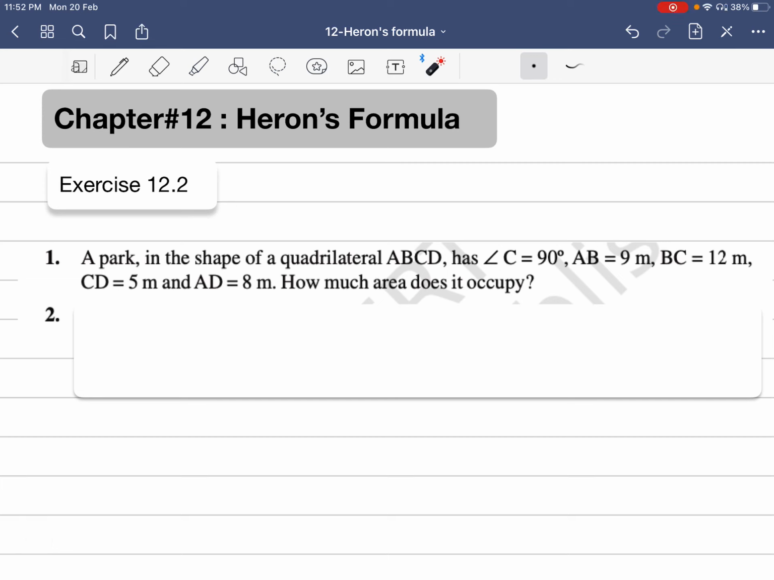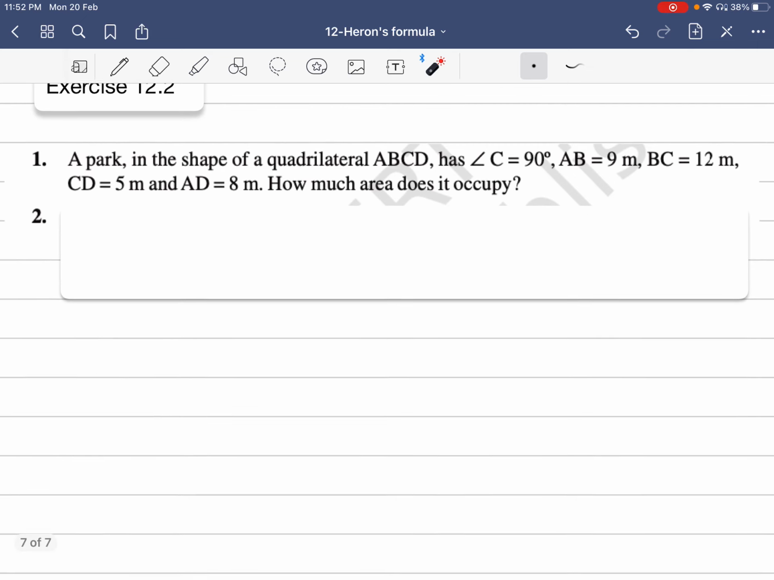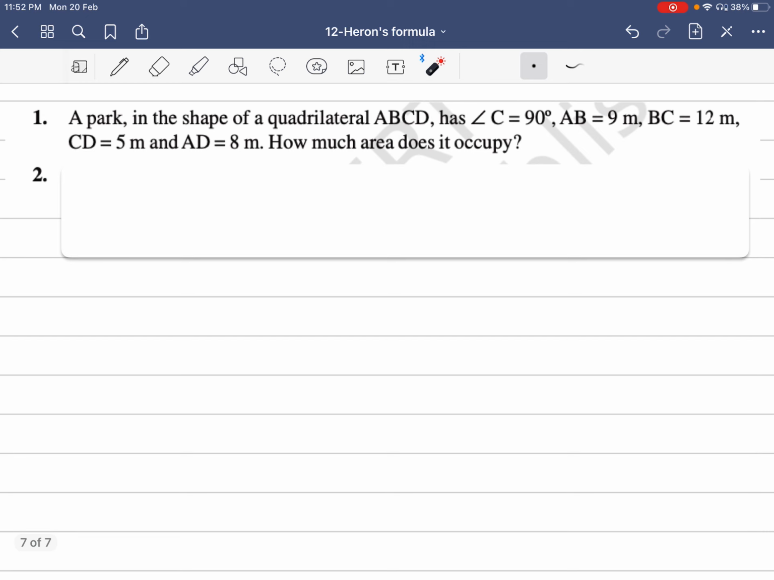So in this video, we are going to solve problems from exercise 12.2, which belongs to chapter number 12, Heron's formula. So let's look at question number 1. Let's bring it in focus. Yes, let's read it out.